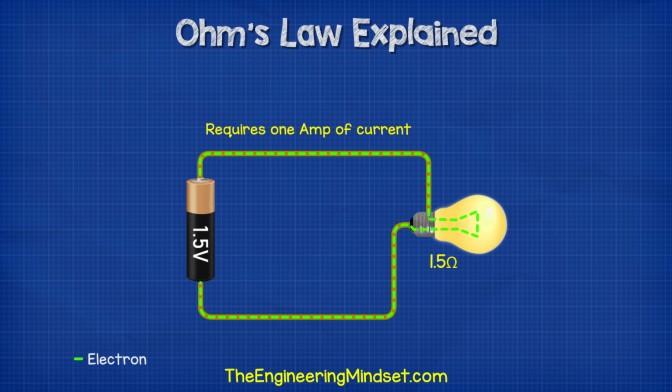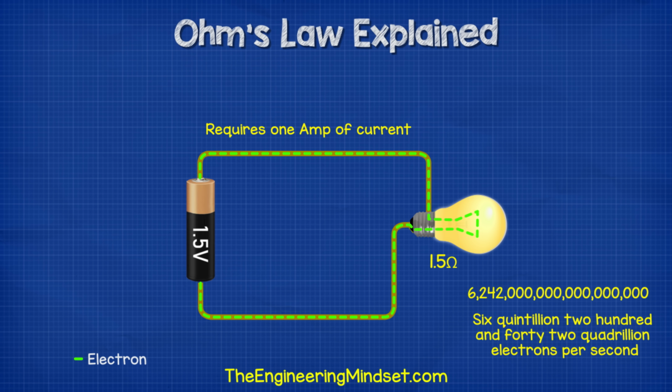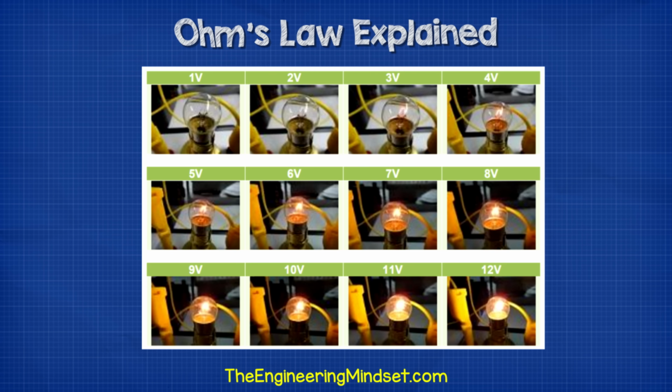For example, to power this 1.5 ohm resistive lamp with a 1.5 volt battery requires 1 amp of current. This is equal to 6,242 quadrillion electrons passing from the battery and through the lamp every second. And if it can achieve this, then the lamp will stay at full brightness. If the voltage or current reduces or the resistance of the circuit increases, then the lamp will become dimmer.